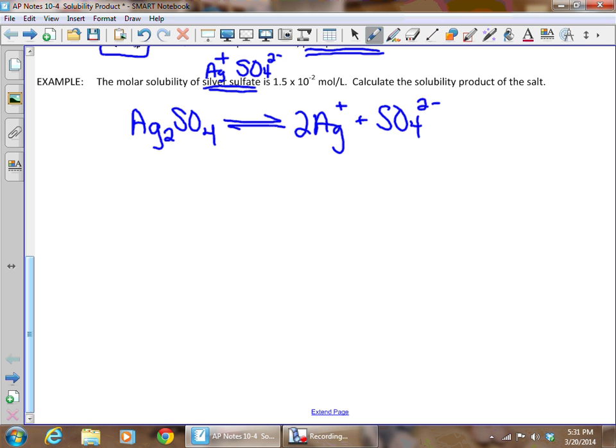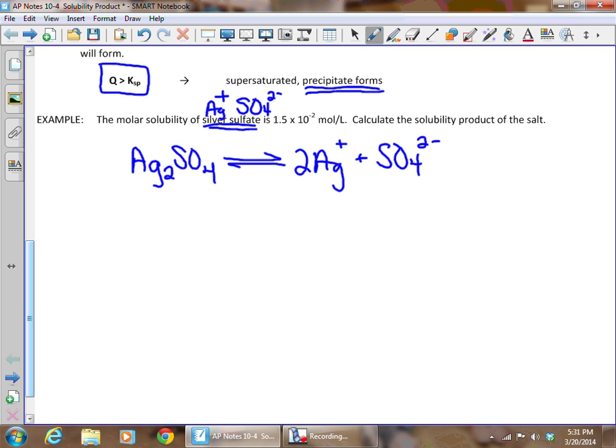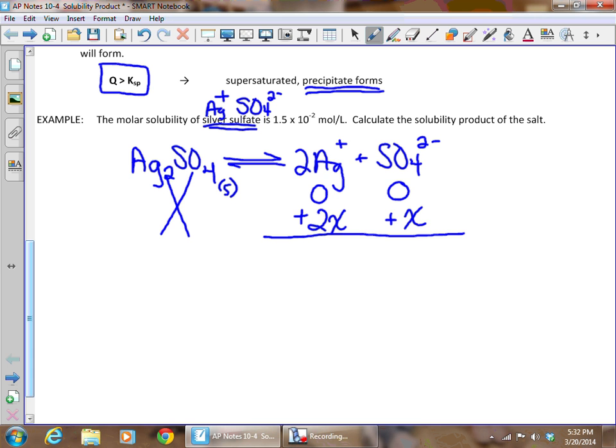Keep in mind that this insoluble salt is not going to be involved in the equilibrium calculation. When we first start, we're going to start out with a 0 concentration for the silver ion and for the sulfate ion both. As this proceeds towards equilibrium, we're going to gain 2x in concentration for the silver ion and gain x for the sulfate ion. So we end up with 2x for the silver ion, x for the sulfate ion at equilibrium.